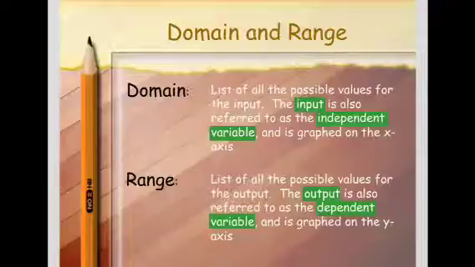The range is still a list, but it's looking at the output. So we're putting that on the y-axis, so we generally think of y as the dependent variable. When we're listing the range, we're saying what are the possible outputs? What are the answers we get when we plug a number into this equation? Let's look at some example relations and find the domain and range.